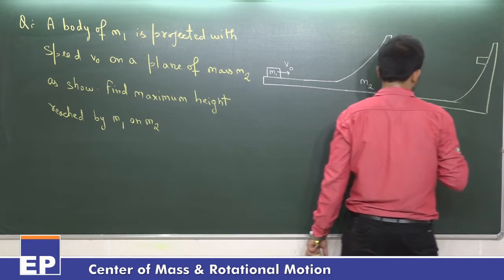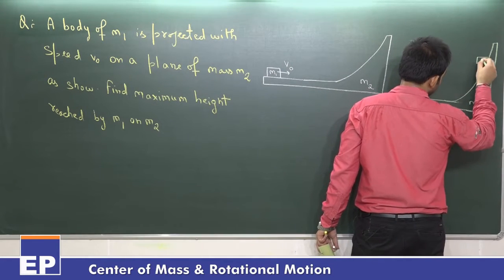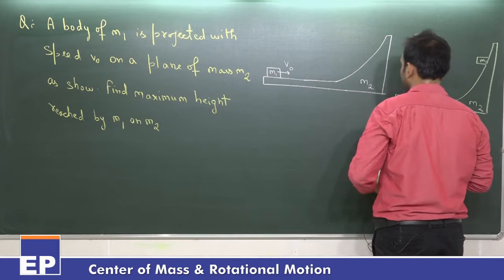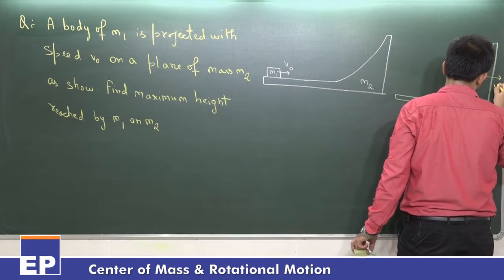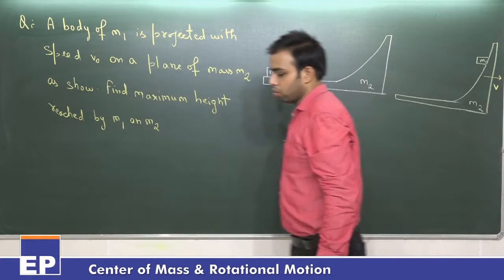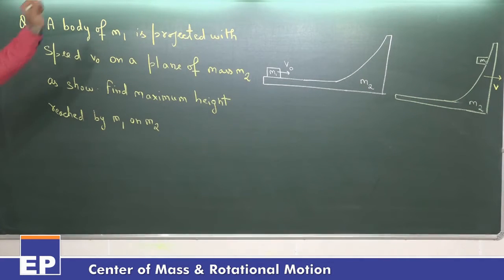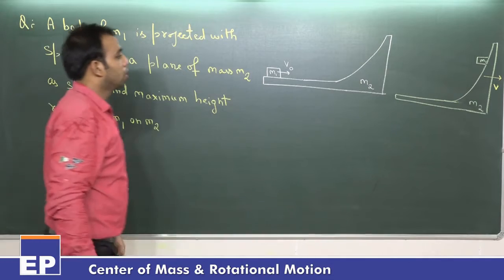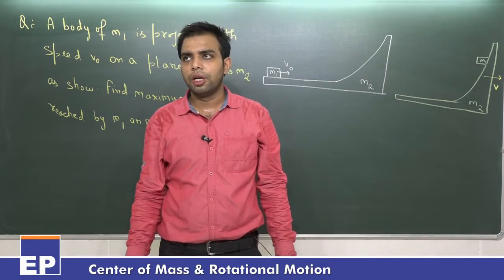Both are moving with the same speed, that is v, let's suppose. So at the maximum height when it reaches, these two will start moving with the same speed because m1 will come to momentary rest.